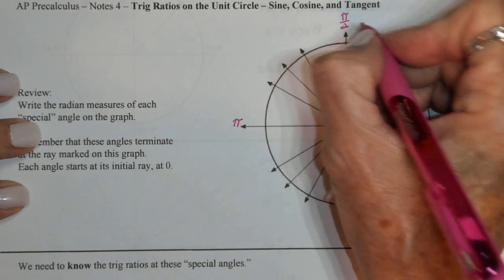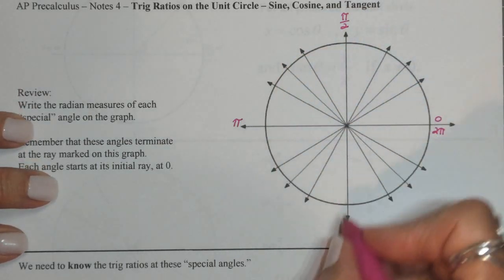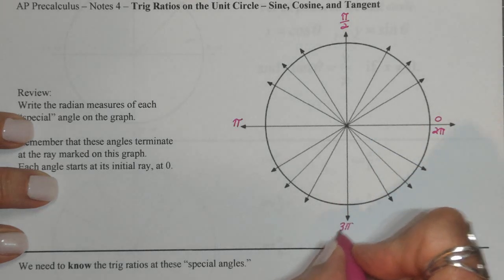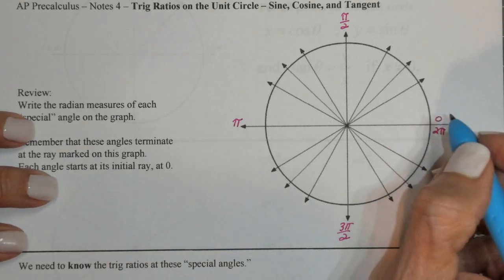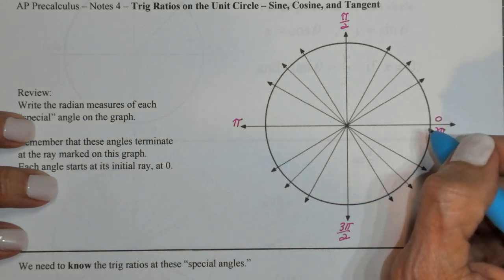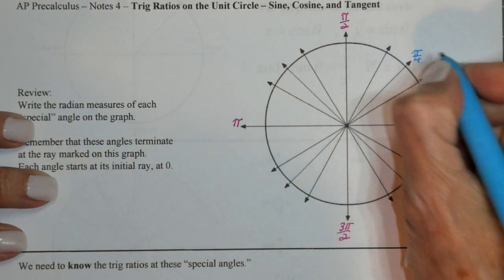And I know we've already done this. I know we've been talking about this, but a little review here. If we go 3/4 of the way, we are at 3 pi over 2. And that takes care of all the axes. Okay? Let's now go and do the pi over 4 angles. So here's pi over 4.